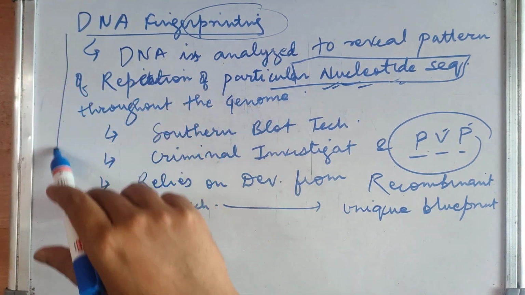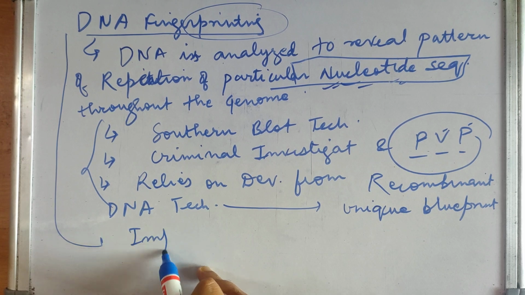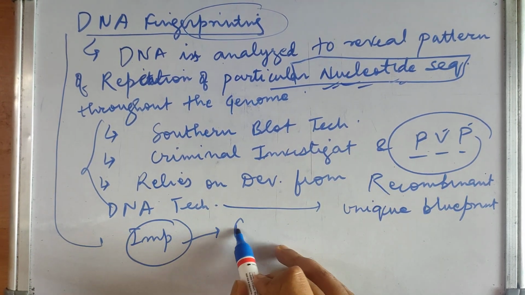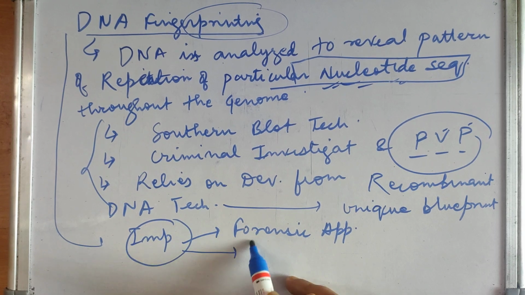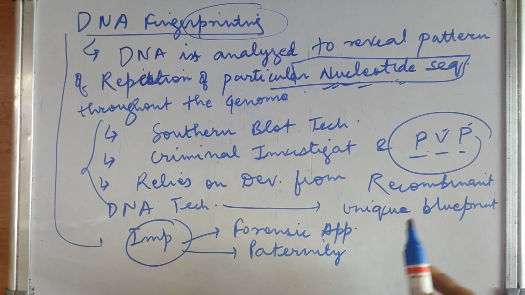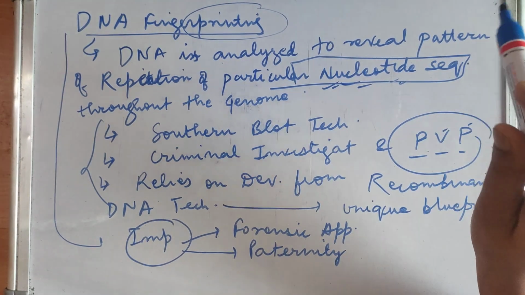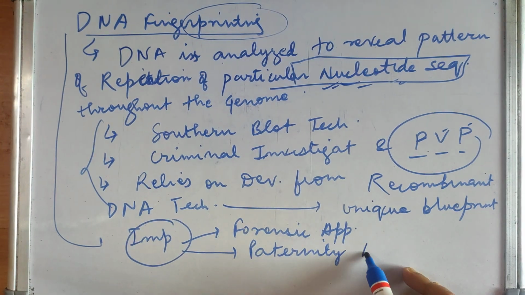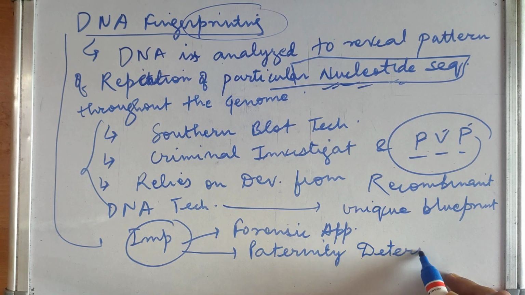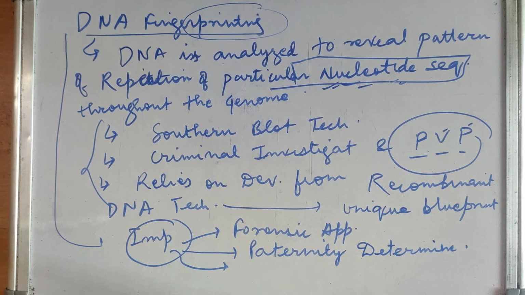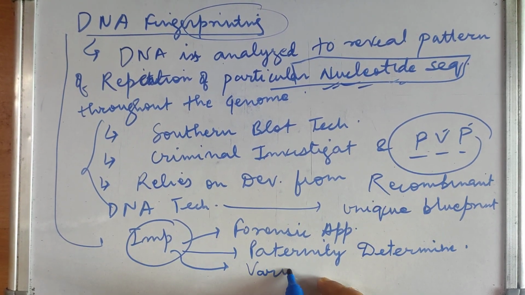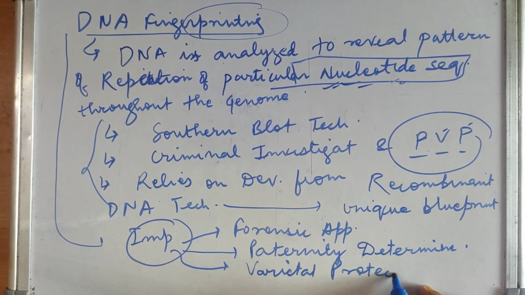So what is the importance of DNA fingerprinting? You can understand from these points. It is helpful in forensic applications. It is useful in paternity determination, because the nucleotide sequence we have is not the same but similar to our parents. So from that we can determine paternity. You have seen in many movies or serials that they check DNA to determine who the father is, who the mother is. That is paternity determination, and it is also used for varietal protection.